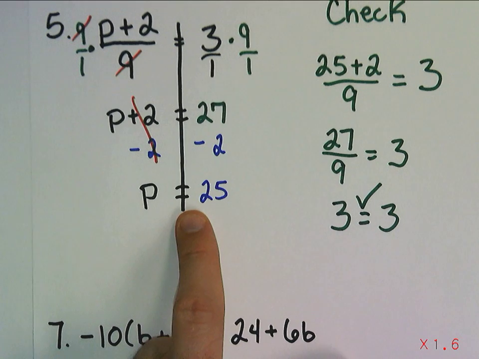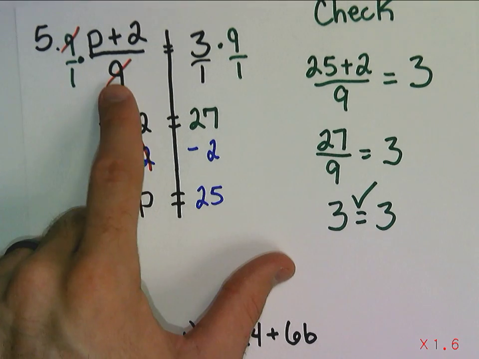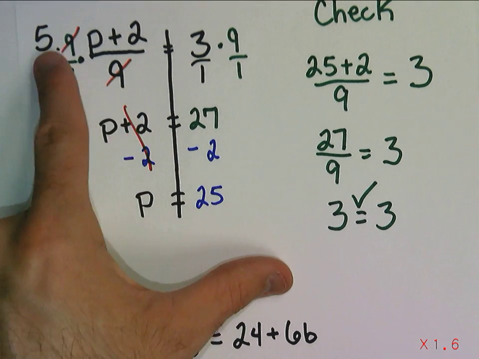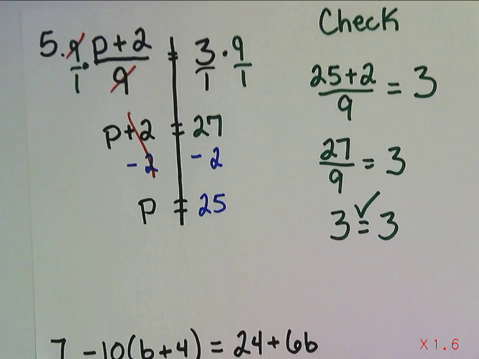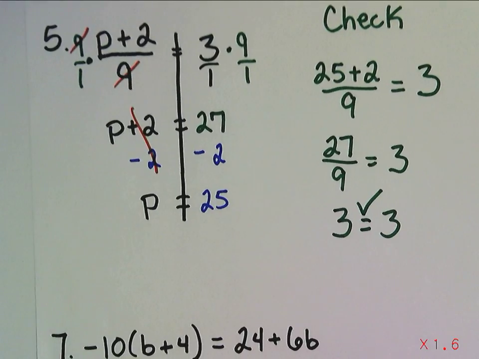So that's a two-step equation involving multiplication to undo first. We had to use multiplication to undo division first. Now sometimes you have to do division to undo multiplication, and that's in one of your other examples that you'll be practicing.